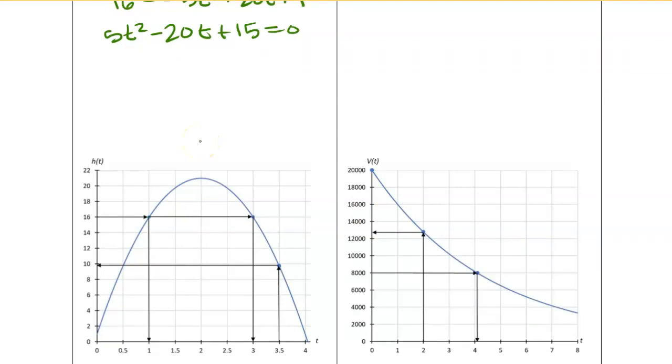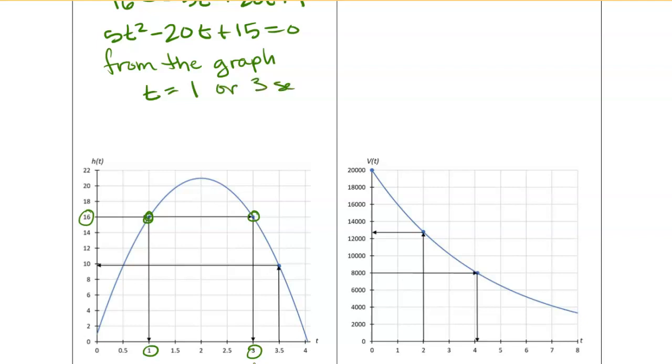And you can see that if I'm looking for the times when the height is equal to 16, I get a couple of different values. I got a value here at 1 second and I got a value here at 3 seconds. So it passes that height once on the way up and once on the way down. And so from the graph, rather than actually do the math and find what the t values are using algebra, I'm going to look at the graph and I can see that this happens when t is equal to 1 or 3 seconds.